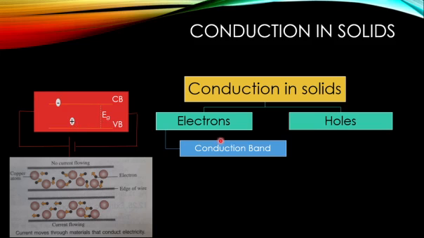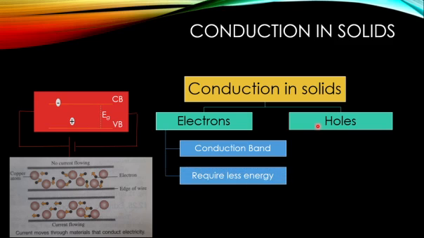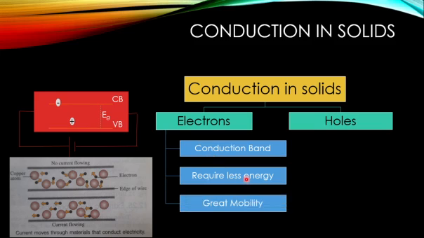So there are two kinds of conduction in solids. One could be due to free electrons, another could be due to holes. While the holes are in the valence band and the electrons are in the conduction band, and since they are already free, these free electrons require very little energy for further flow, so they will have greater mobility than holes.